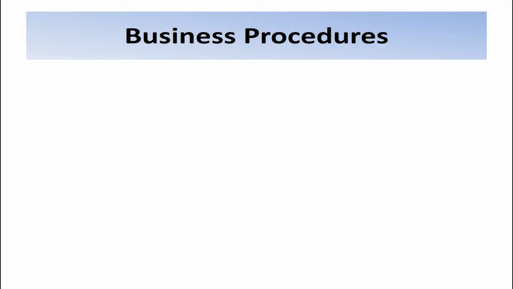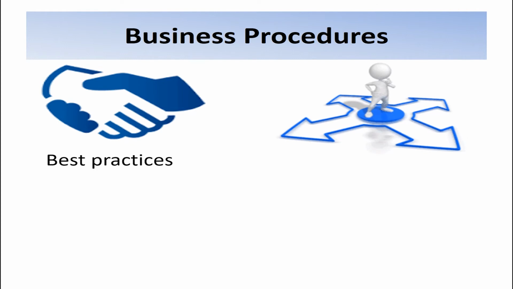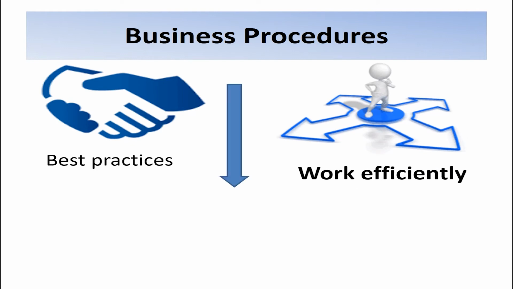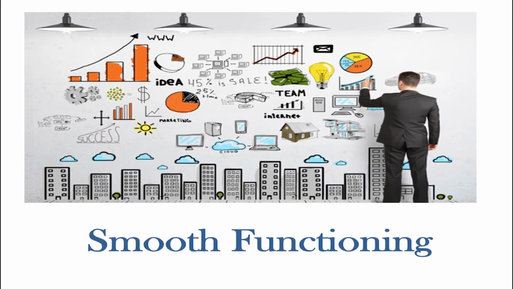Let's talk about business procedures. These are agreed upon best practices that guide the users and all other components on how to work efficiently. Business procedures are developed by the people, that is, users, consultants, etc. Technically, a management information system is designed by an organization for its smooth functioning.